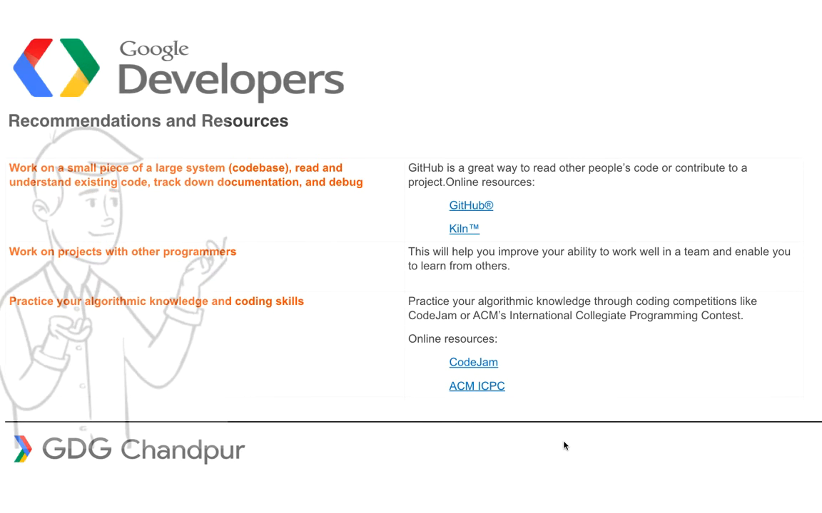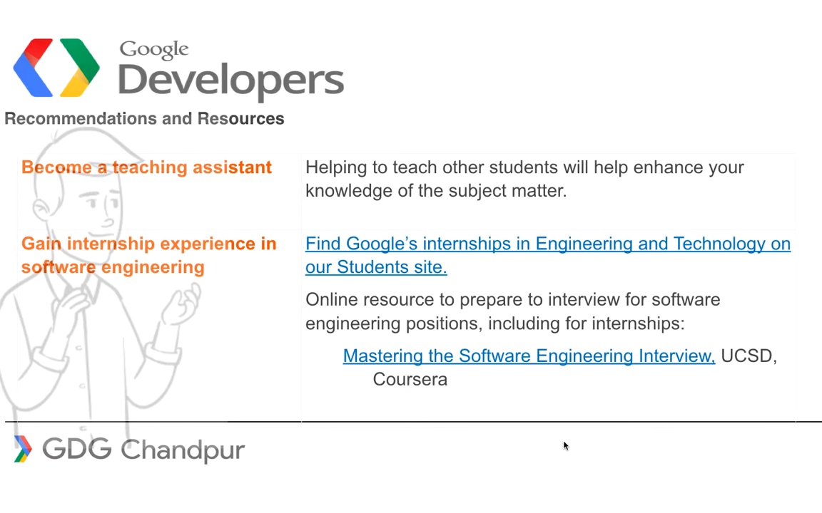Practice your algorithmic knowledge and coding skills. Practice your algorithmic knowledge through coding competitions like CodeJam or ACM's International Collegiate Programming Contest. Online resources. CodeJam. ACM ICPC. Become a teaching assistant. Helping to teach other students will help enhance your knowledge of the subject matter.